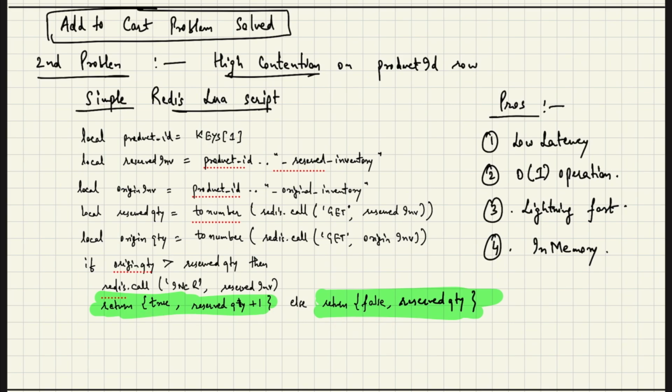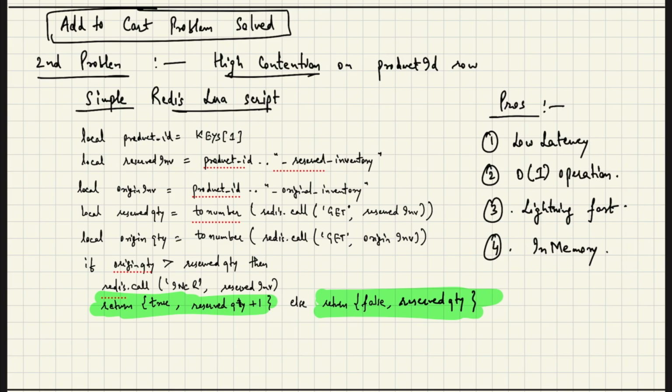Now what are the pros of this approach? Since all these operations are in memory, it is low latency, and since we are using the key value pair, it is order of one operation. Because we are using in memory, it is lightning fast, very, very fast operations.